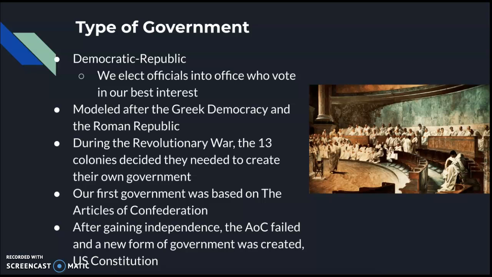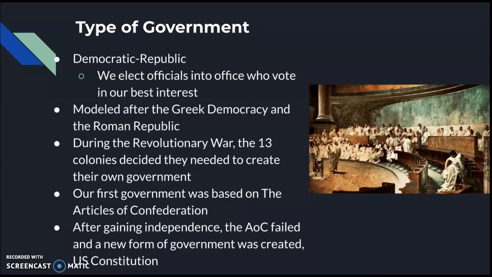Our type of government is modeled after the Greek democracy and the Roman Republic. Now, if you recall from world history, a Greek democracy was where every single citizen in a city-state had the right to vote and to speak out and to create a law. Unlike the Roman Republic, where the citizens would elect certain officials to go to Rome and vote on their behalf. So we have a combination of both, and we will see this come into play once we go more into the Constitution and how it was created.